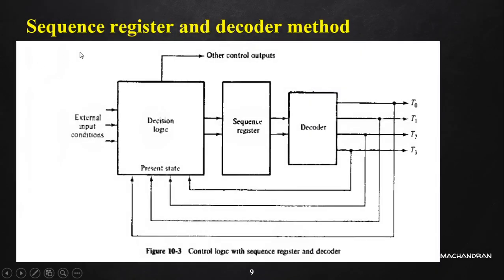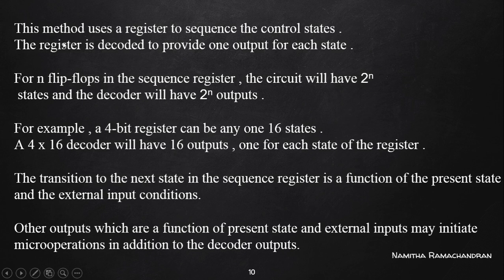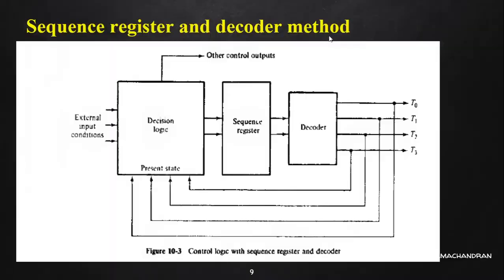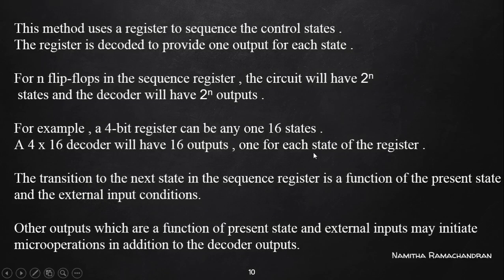So second is about the sequence register and decoder method. In this we have a decision logic, as mentioned in our previous case, and a sequence register with n number of bits. That means a sequence register with capacity n bits, and a decoder unit. In this method, it uses a register to sequence the control state. So with the help of this sequence register, we can control various states.